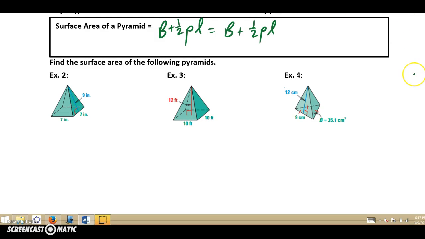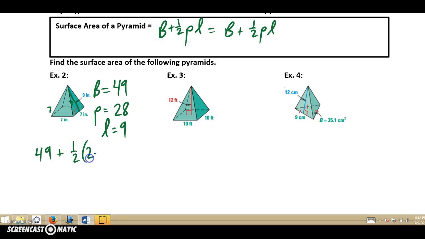So let's try some. Find the surface area of the following pyramids. First thing I would do is find the area of the base. In this case, the base is a square. 7 times 7 is 49. Okay. Perimeter of the base, well, it's 7 all the way around. 7 plus 7 plus 7 plus 7 is, of course, 28. 7 times 4, right? And the slant height they actually gave to us, that's the blue line there, it's 9 inches. Okay, so I just go base plus 1/2 perimeter times slant height. And then we just have to figure that out.